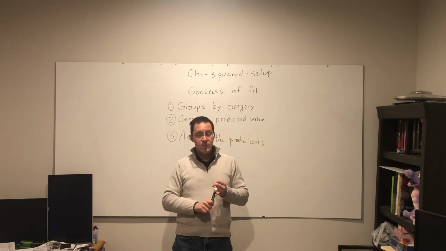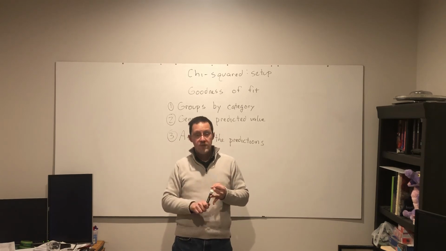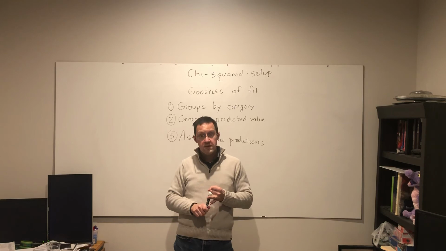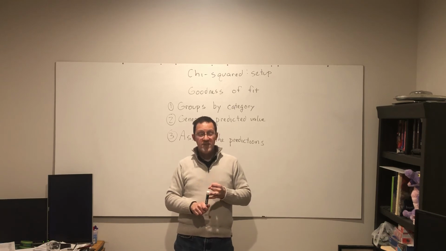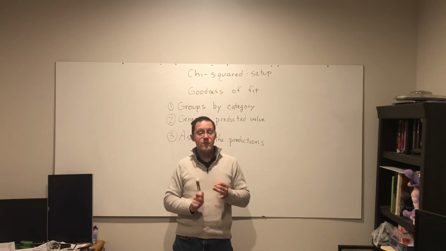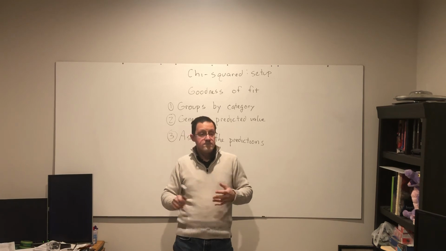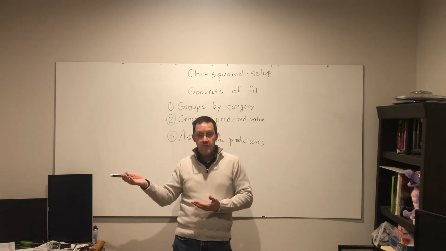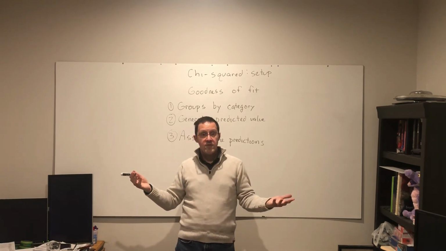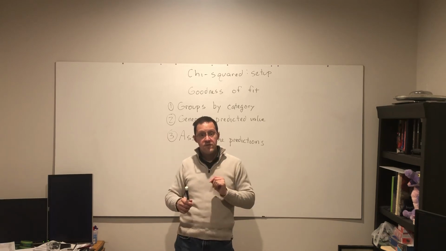Ultimately, it's comparing a predicted value with the actual value. You may sometimes see this described as the expected value versus the observed value. Either way, you have some kind of prediction. You want to see if it's good. If you want to evaluate that, you want chi-squared.